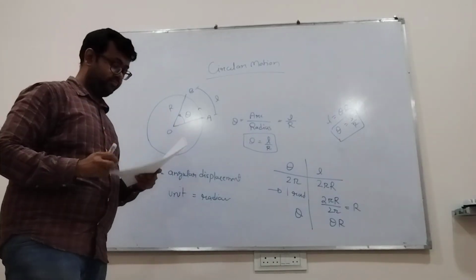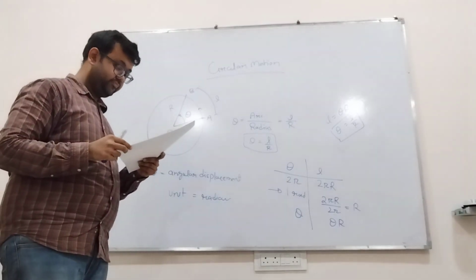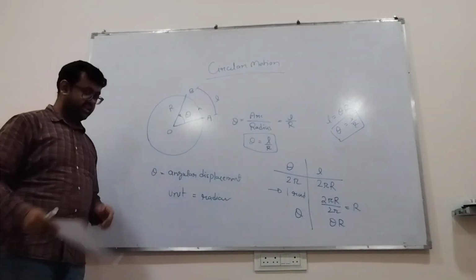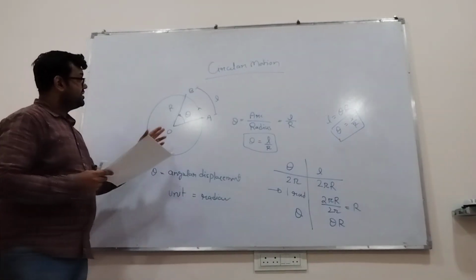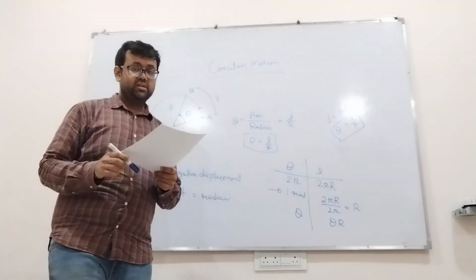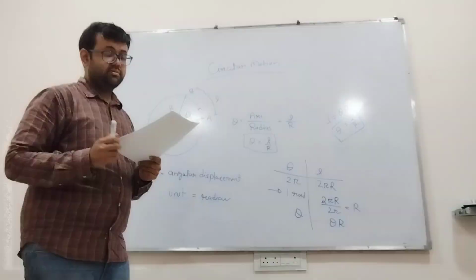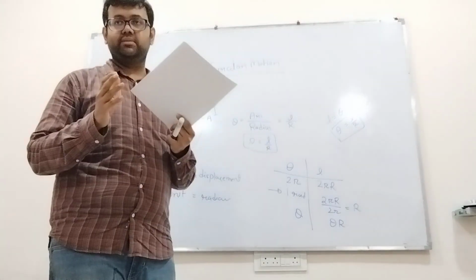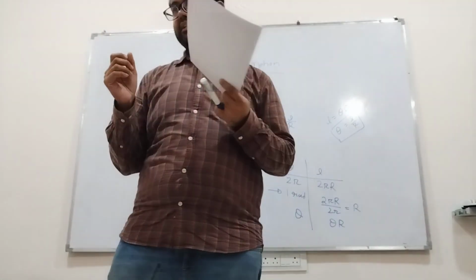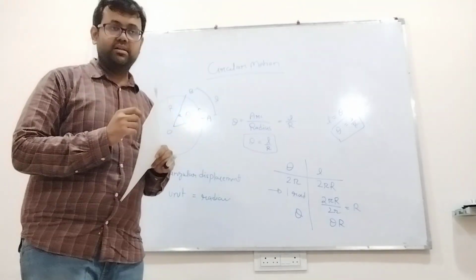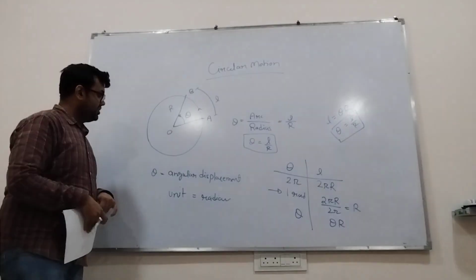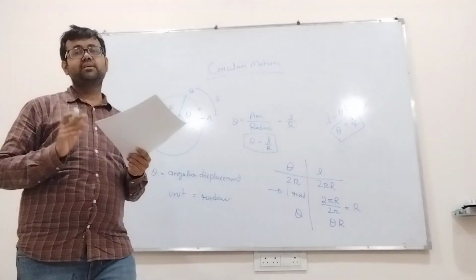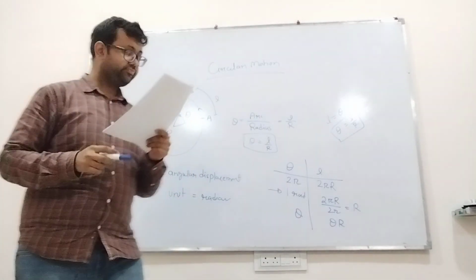There is nothing new, right? So the SI unit of angular displacement is nothing but the radian. This angular displacement is an axial vector, right? As we have discussed, displacement is a vector term, distance is a scalar term, velocity is a vector term. In the same way, the angular displacement is an axial vector, not a simple vector. It is an axial vector.